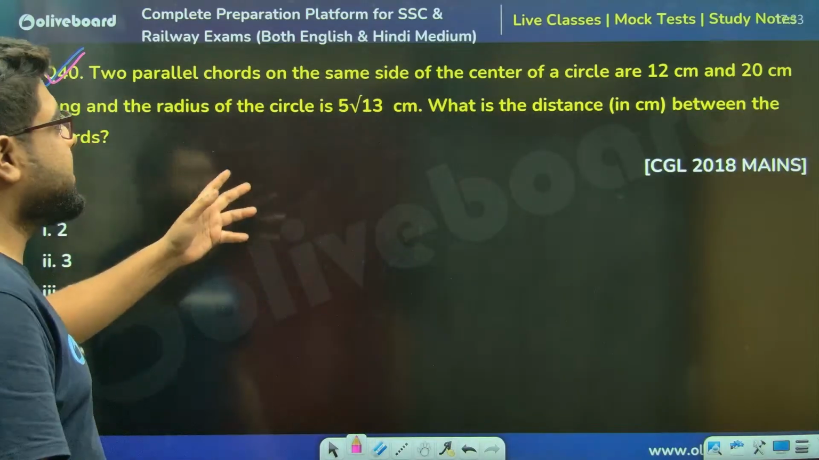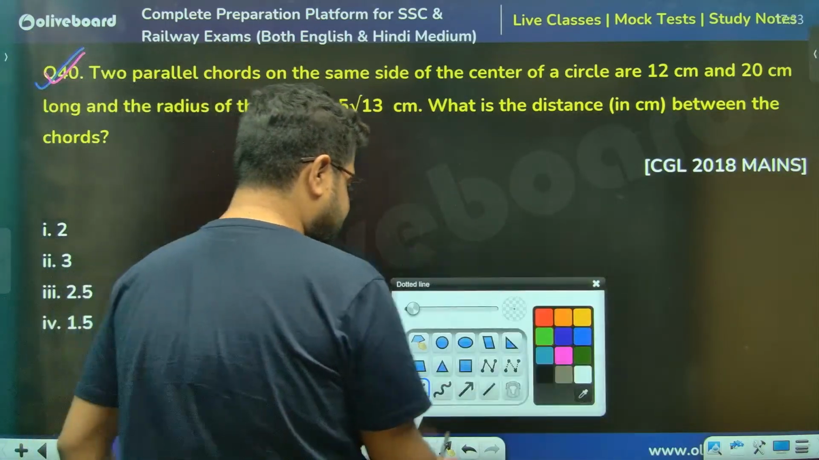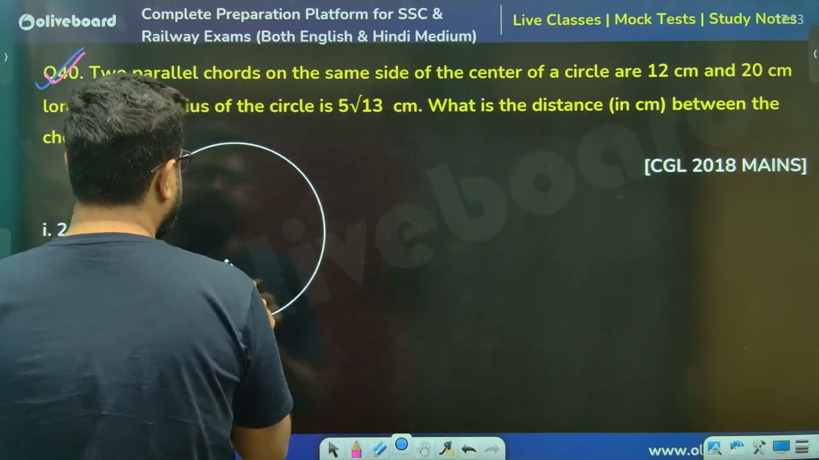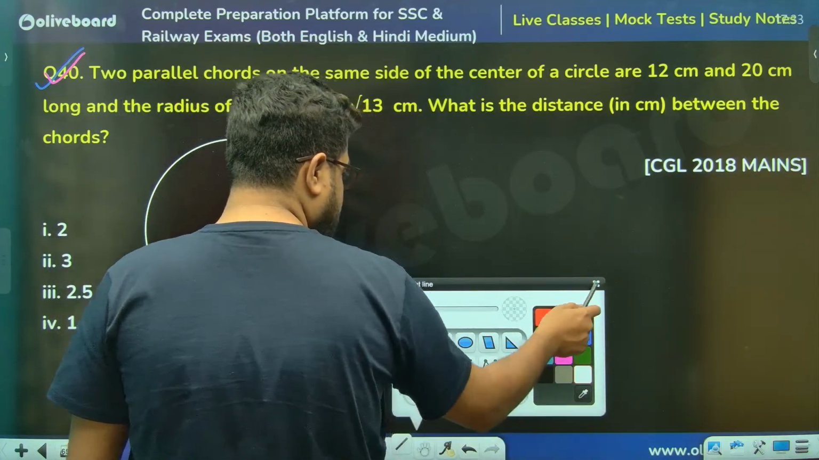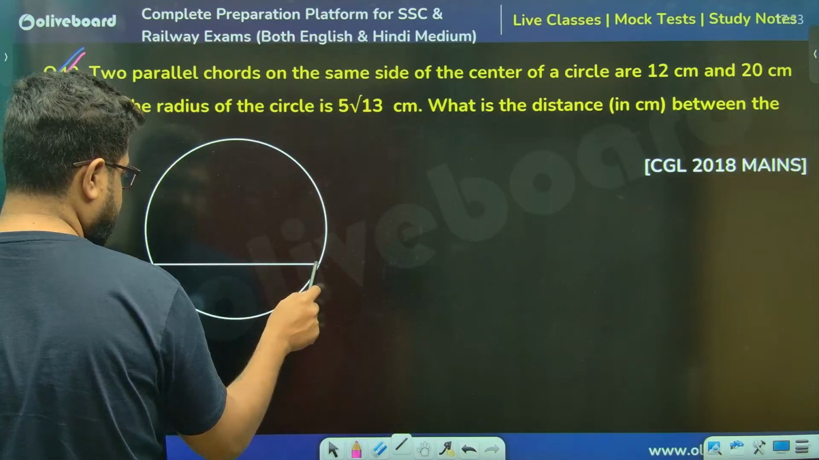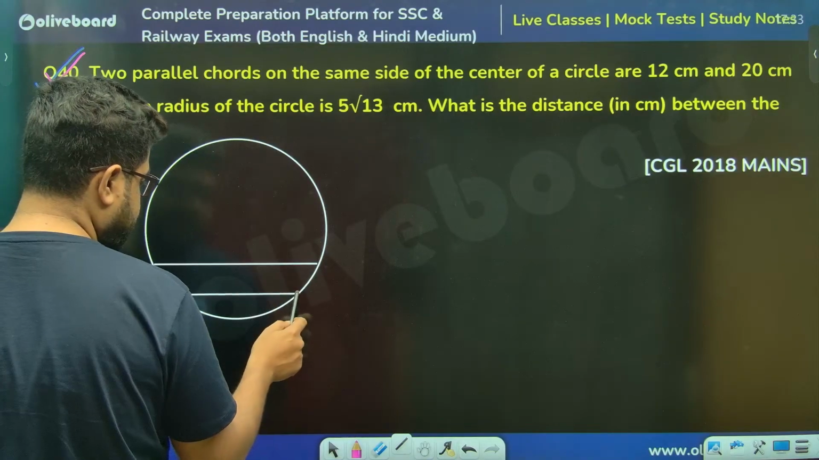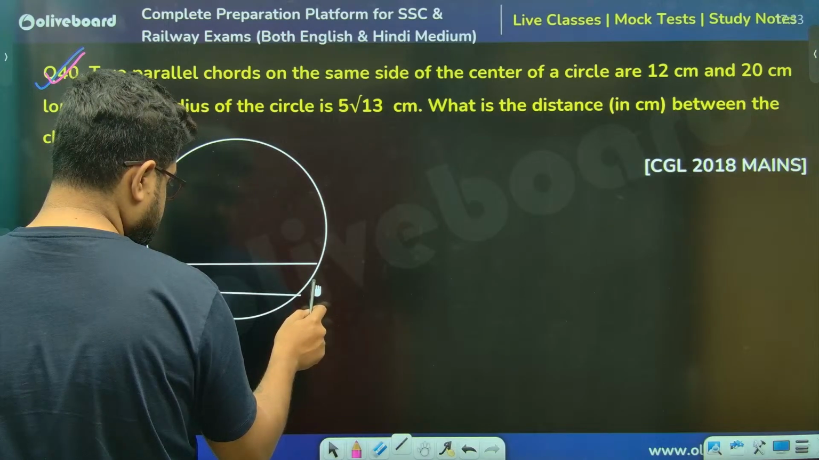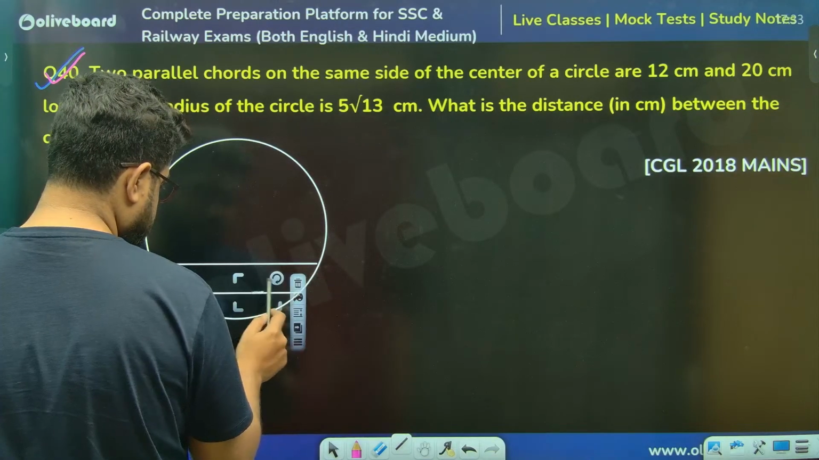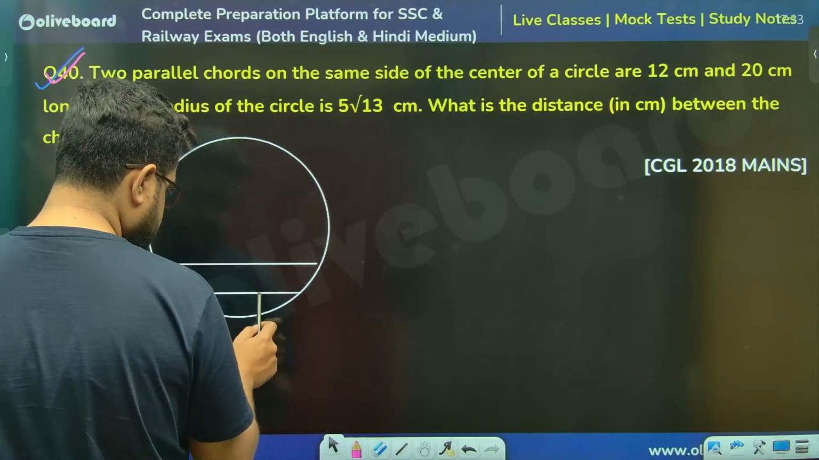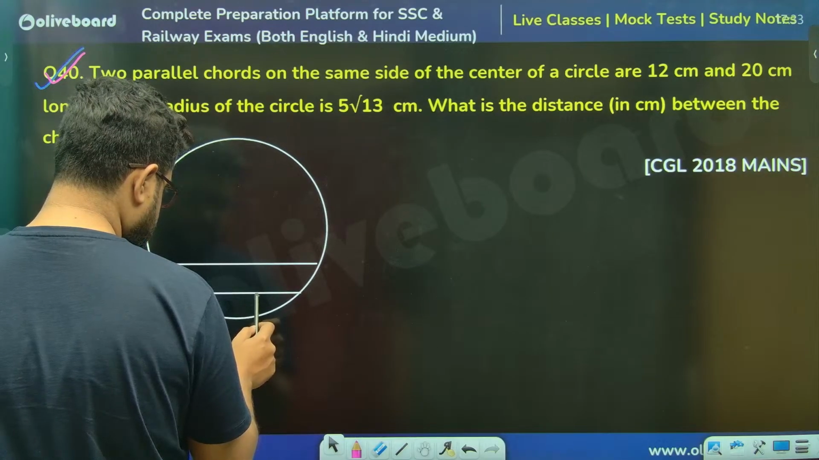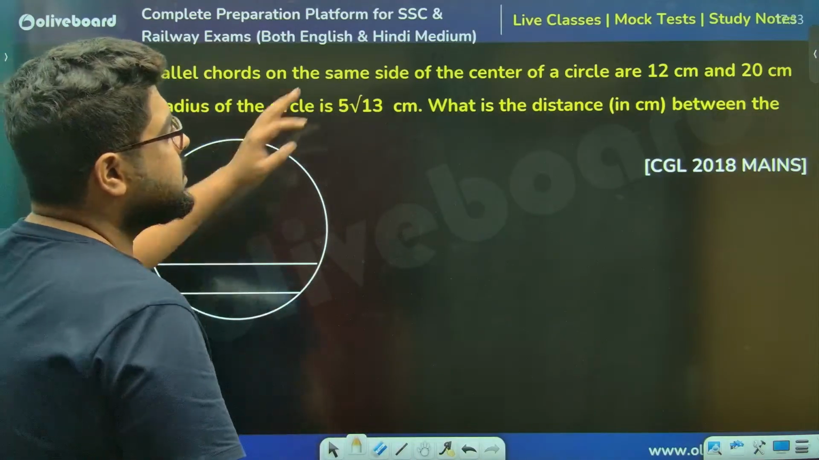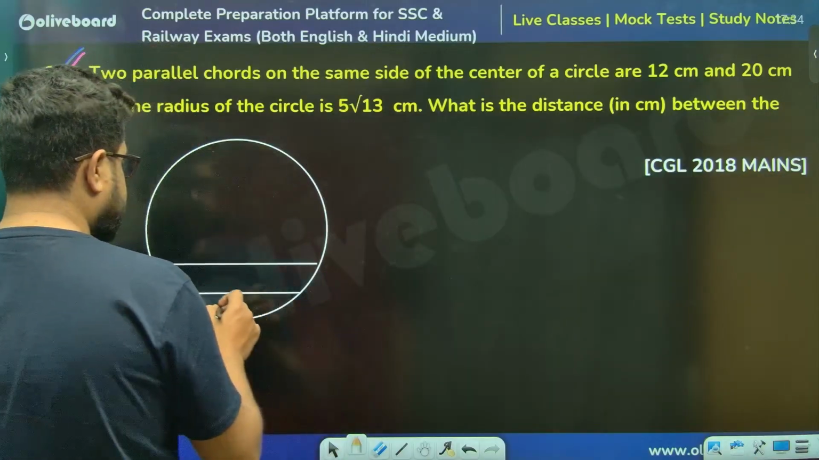Two parallel chords are on the same side of a circle. Let's see, sir. It's better to make it a bit bigger. So two parallel chords. Let's take this is one chord, and this is another chord. Now one is 12, the other is 20. So this is 12, this is 20.